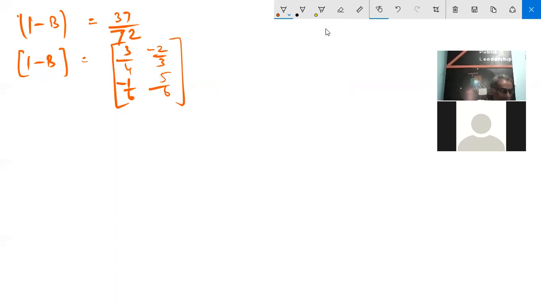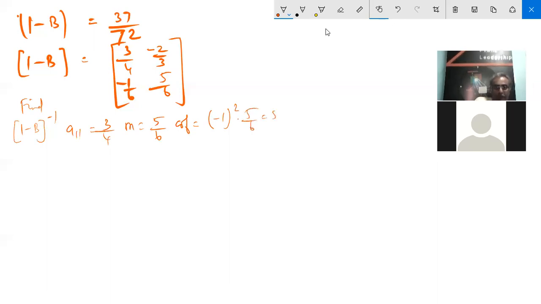Now what you have to do? You have to find I minus B inverse. Inverse you have to find. For that, here A11 is equal to 3/4. Minor is equal to 5/6. Cofactor is equal to minus 1 squared into 5/6. That is equal to 5/6.